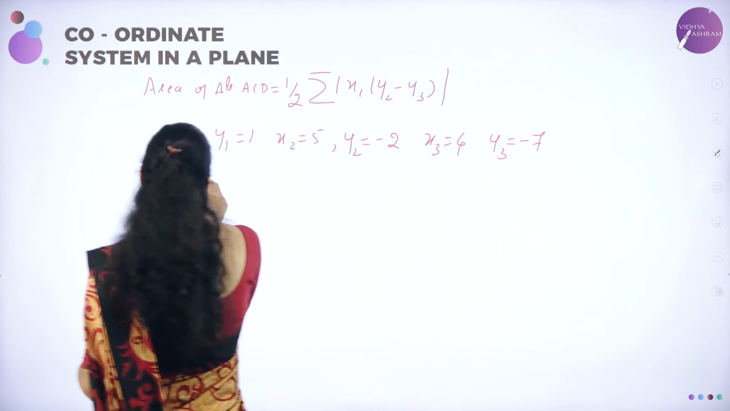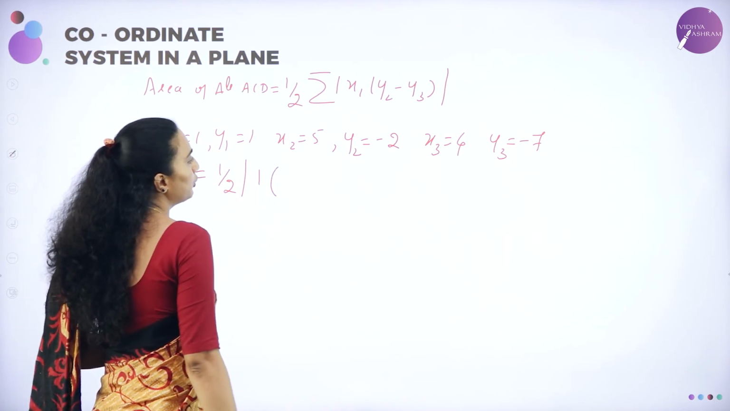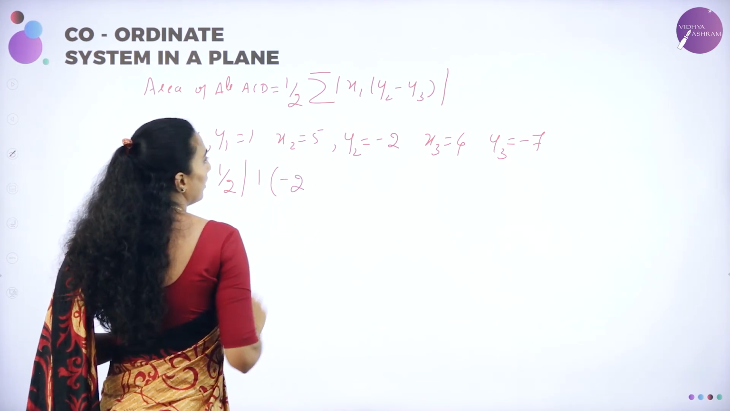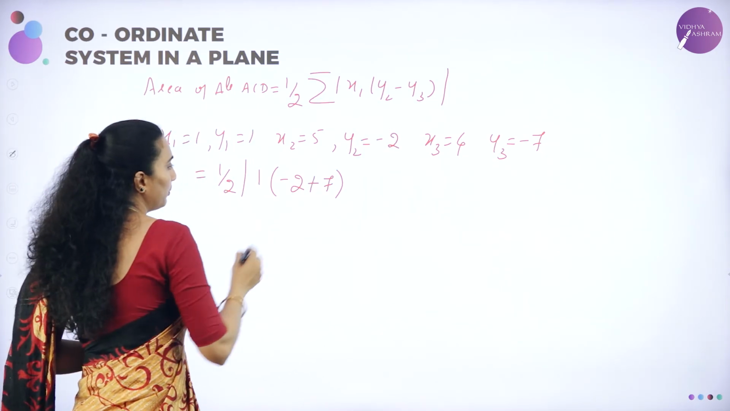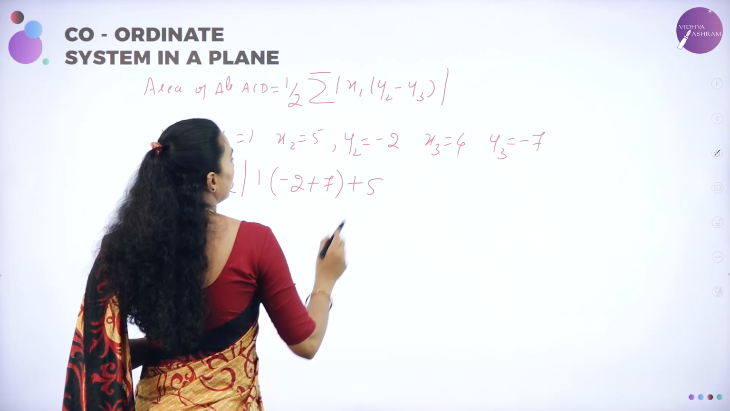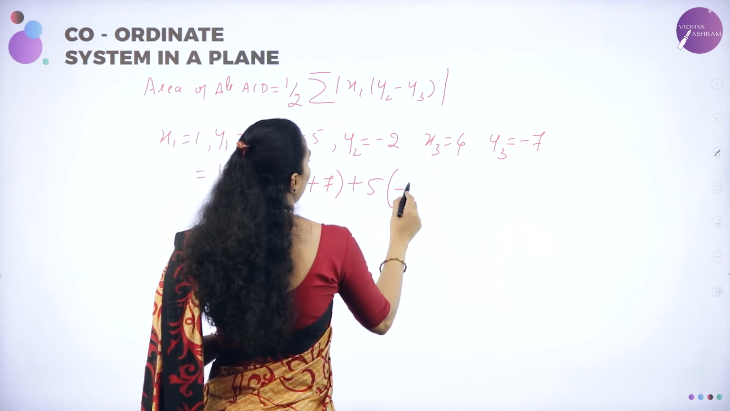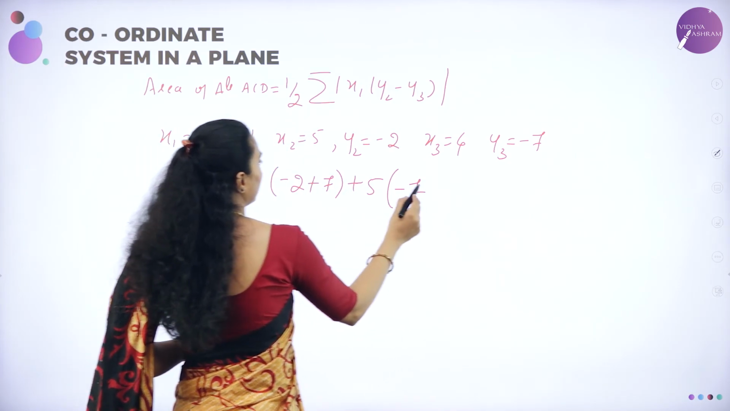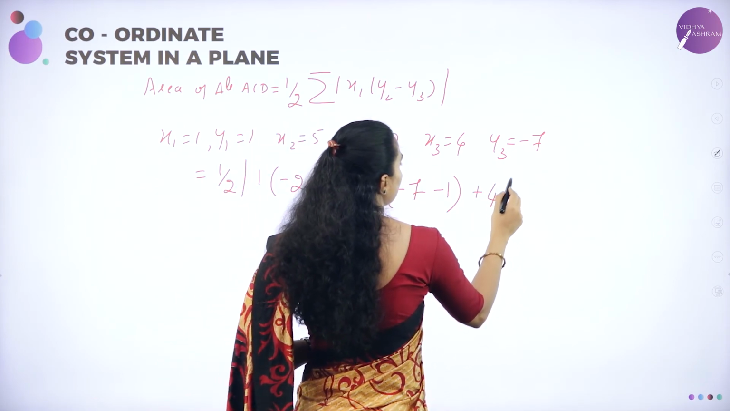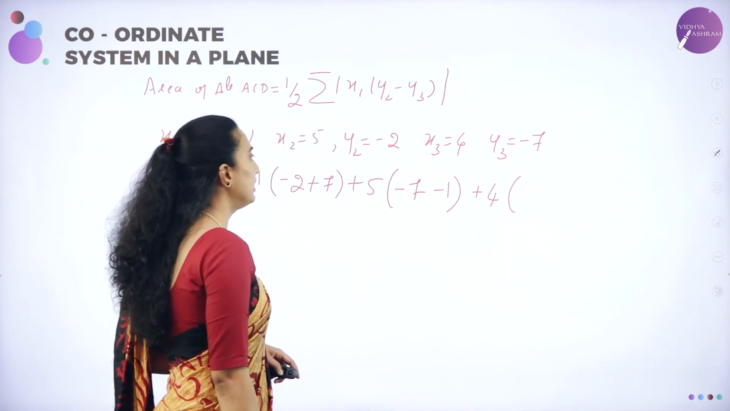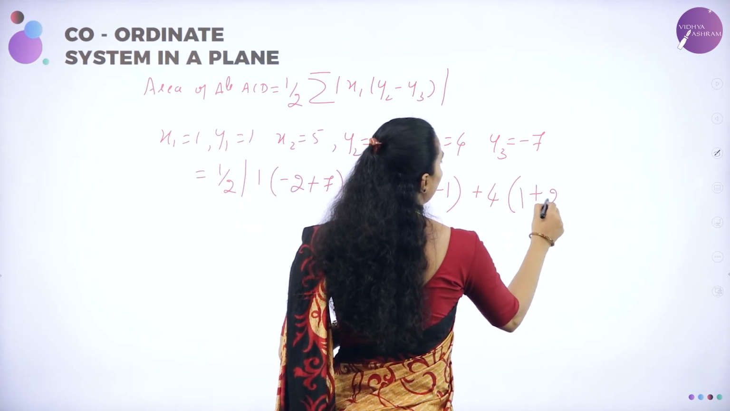Therefore, you are going to have half into modulus of x1 is 1 into y2 minus y3, that is minus 2, y3 is minus 7, minus of minus is plus 7. Then x2 value is 5 into y3 minus y1. What is y3 minus y1? Minus 7 minus y1 is 1, minus 1. So again x3 value is 4 into y1 minus y2. What is y1? It is 1 minus y2, minus of minus 2 will become plus 2.